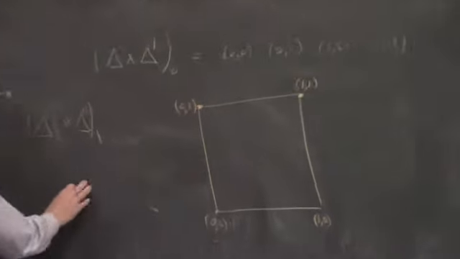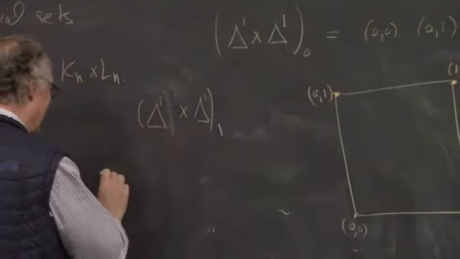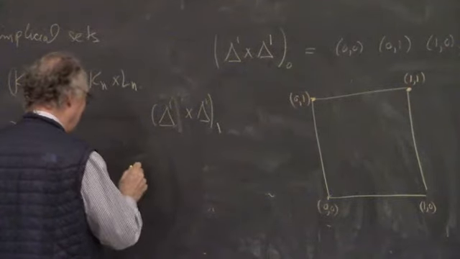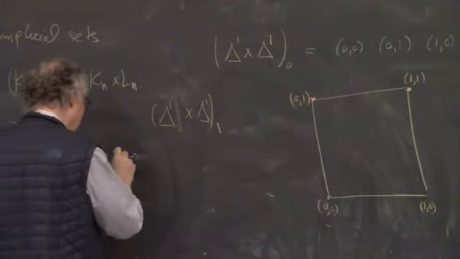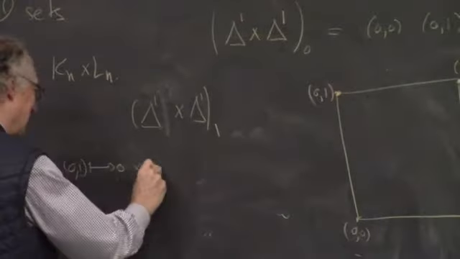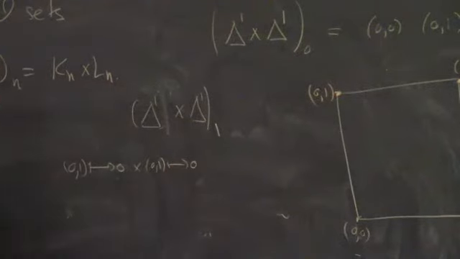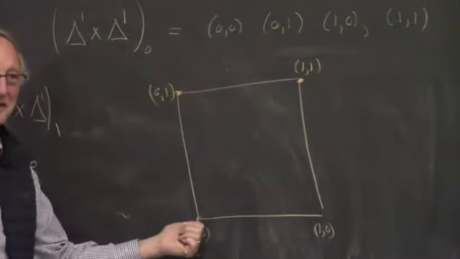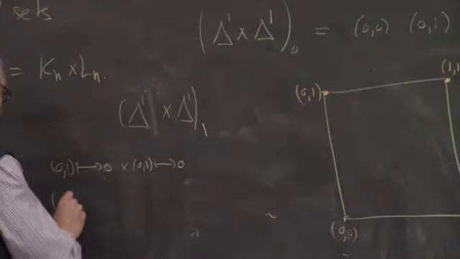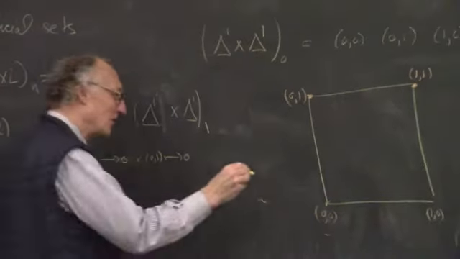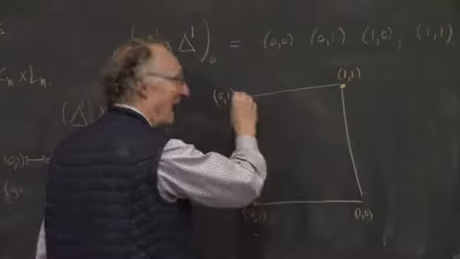Maybe degenerate. So we have, let's see, the simplex (0,1) goes to 0, cross (0,1) goes to 0. Where should that be in the picture? It's a degenerate simplex sitting right here at (0,0). So we have 4 like this. Yay. The 4 things that are degenerate in both factors.